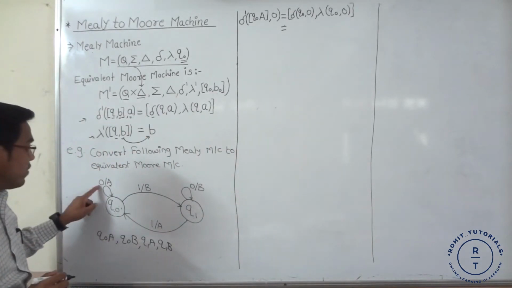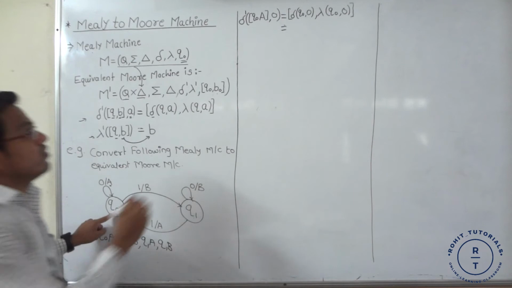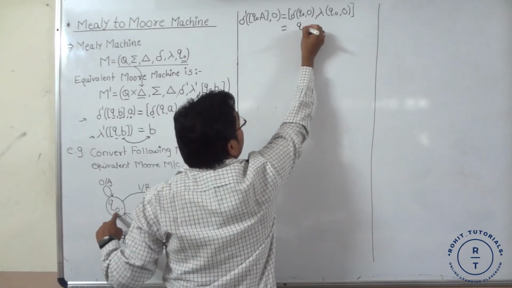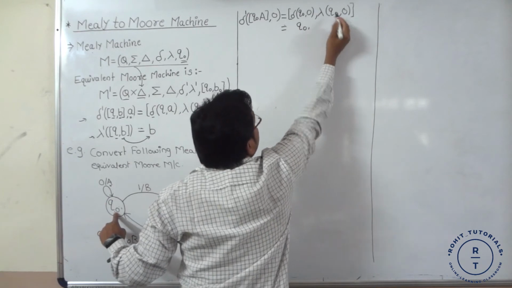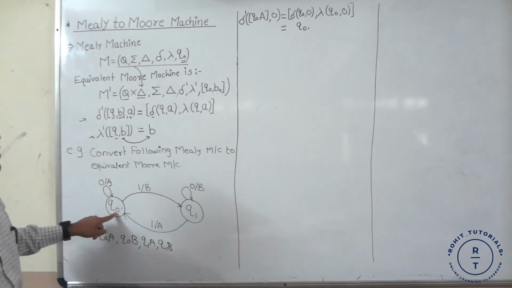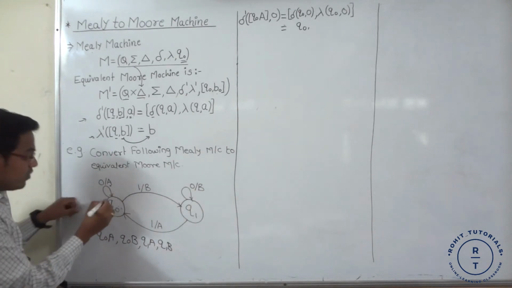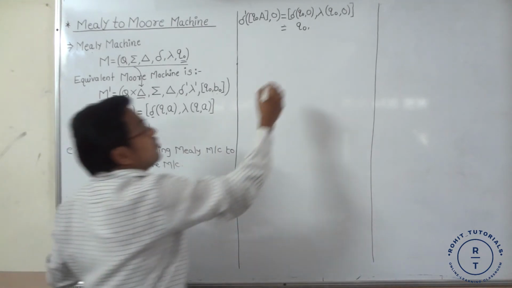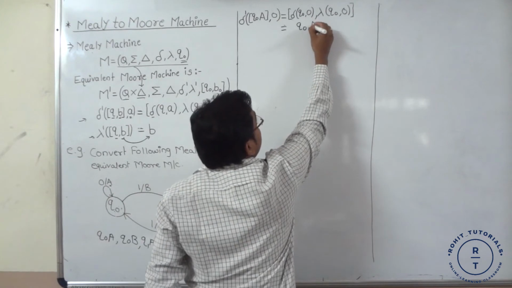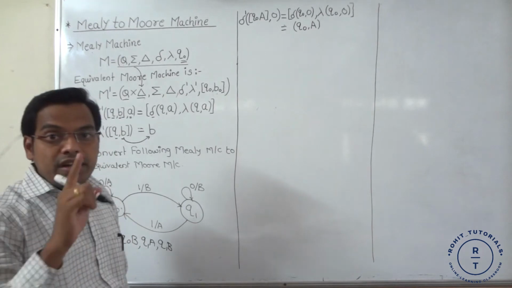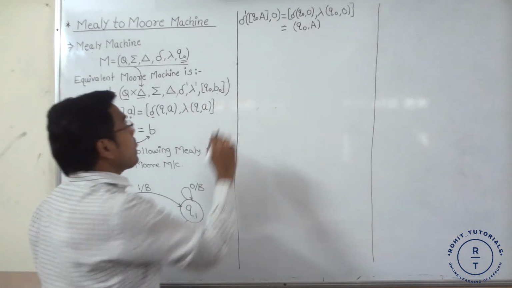Q0 state 0 is occur, it goes to Q0, and the output symbol we consider: Q0 state 0 is occur, so output is A. So Q0A is the newly generated state.